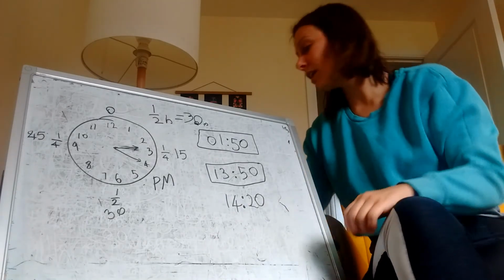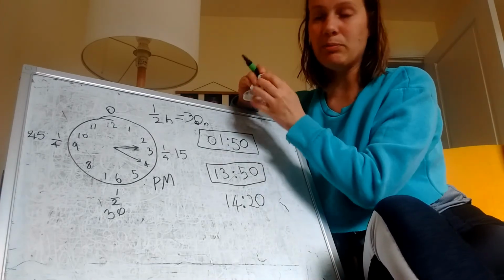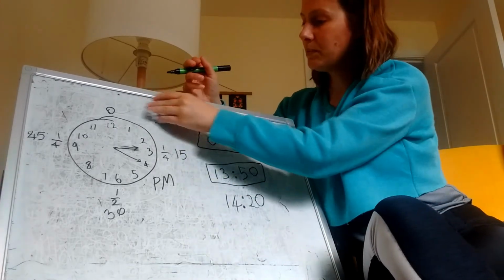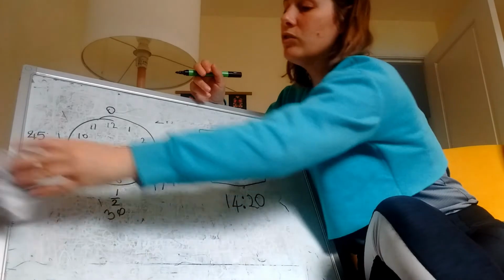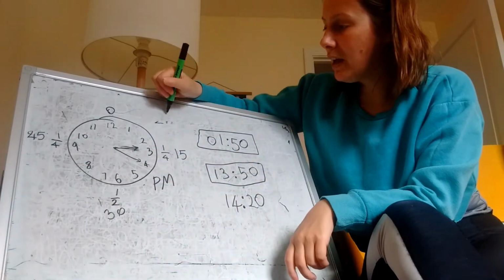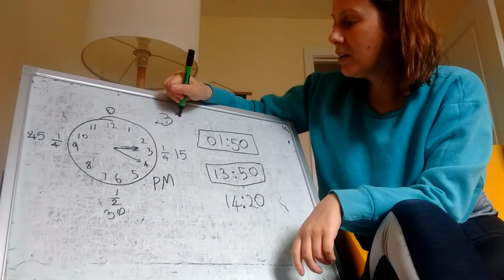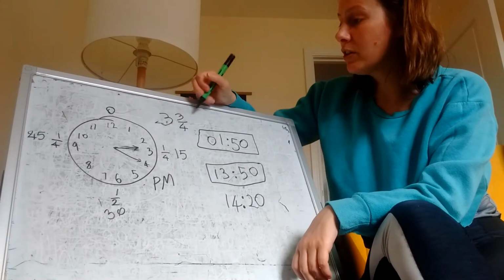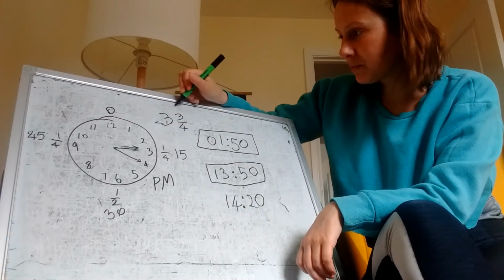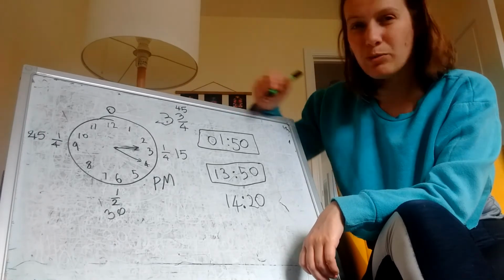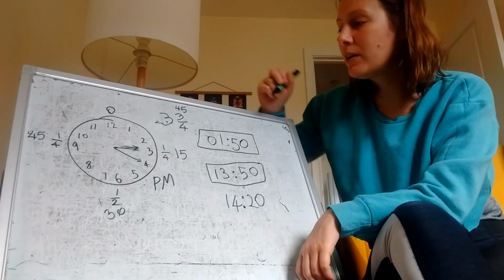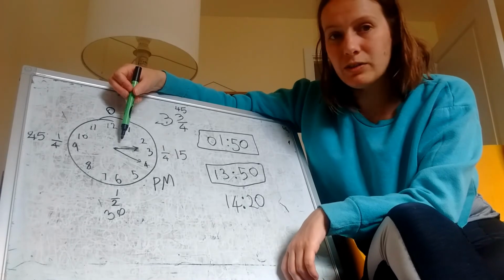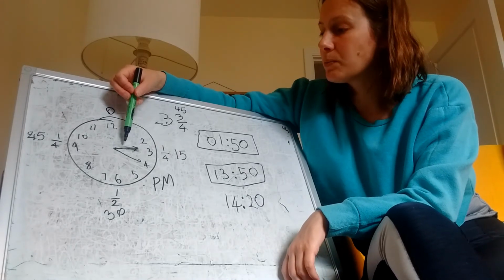Let's start to think about some slightly bigger numbers. Let's say, what time will it be in 3 hours and 3/4? So that's 3 hours and 45 minutes. Let's make a note of that 45 to help you remember. Let's solve it first on the analogue clock.